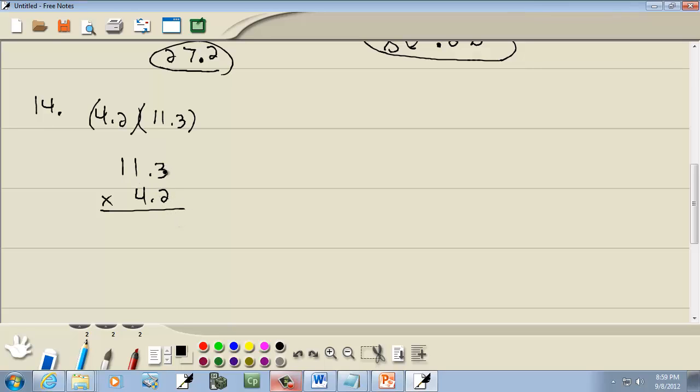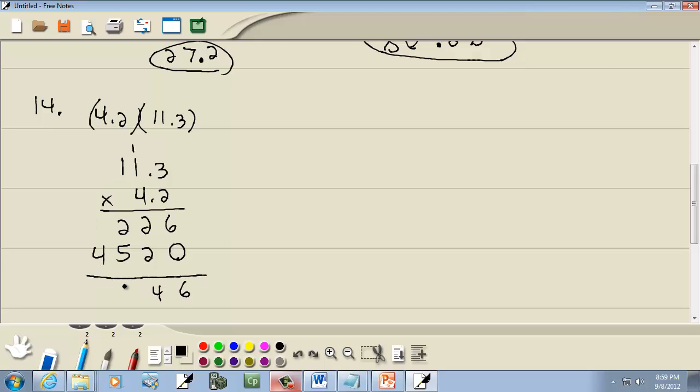Okay. 2 times 3 is 6. 2 times 1 is 2. And 2 times 1 is 2. Now, I'm going to move on to my next digit, but I'm going to put a 0 placeholder here, and then when I start this one, I want to start in this position. 4 times 3 is 12, so put the 2, carry the 1. 4 times 1 is 4, plus 1 is 5, and 4 times 1 is 4.